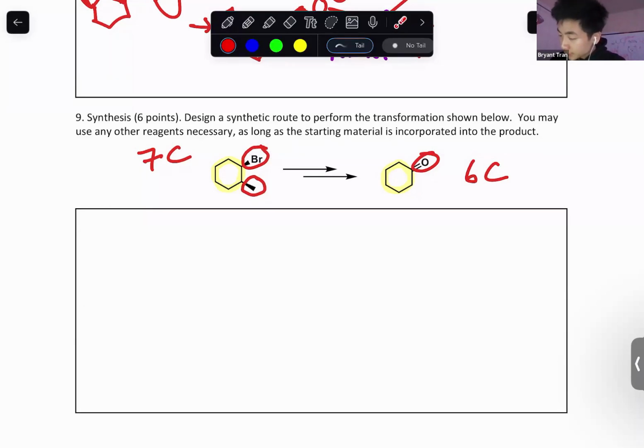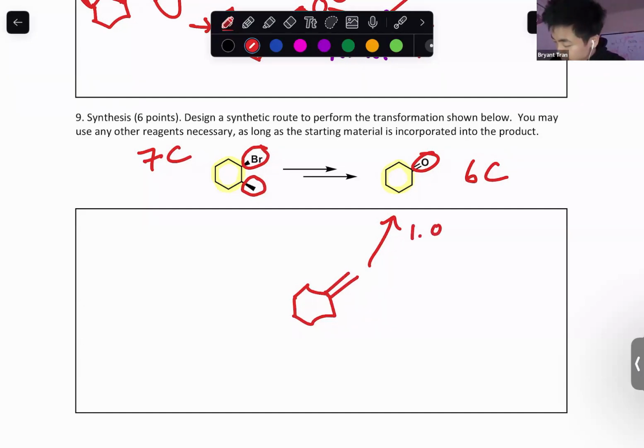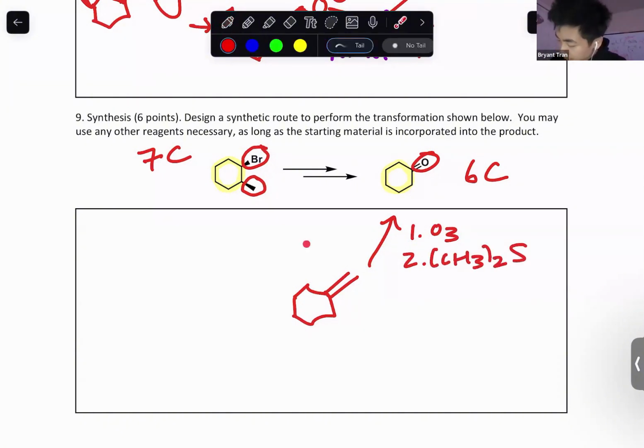Let's say that this carbon double bond oxygen here came from ozonolysis. So the previous intermediate is going to be this alkene right here, where we're going to do ozonolysis with first step O3, second step dimethyl sulfide, right? Which will cut this double bond in half and put oxygens in the middle like that, right?